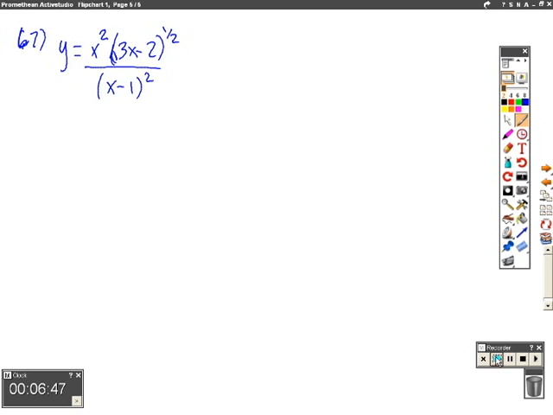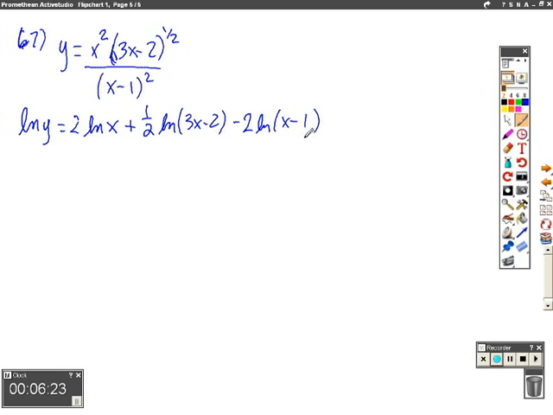Problem 67 is a problem practicing logarithmic differentiation, which means that I have to use log properties to simplify this. And so I'm going to take the ln of both sides and use log properties, bringing the power down and using the product property, changing it to addition, bringing the power down and changing the division to subtraction. On the left hand side, the derivative of ln of y is y prime over y. The derivative of ln of x is 1 over x.